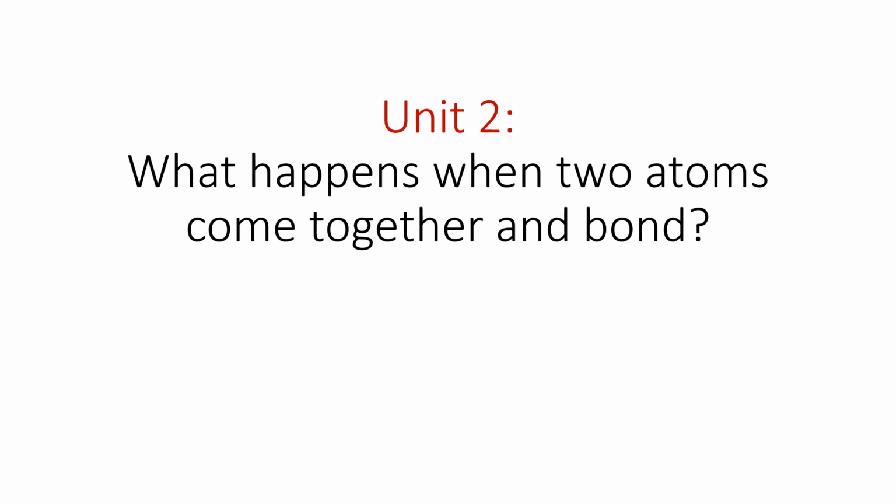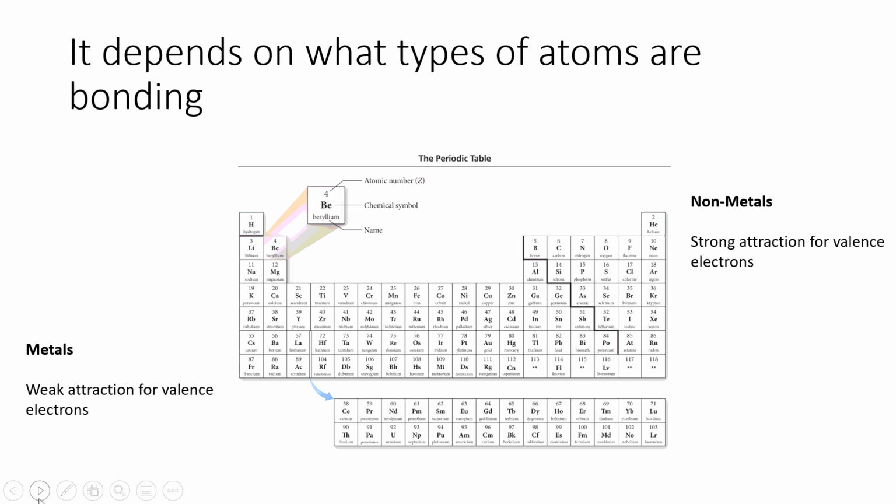Welcome. In this video, we are going to talk about what happens when two atoms come together and bond. And the type of bond that will form depends on what types of atoms are bonding. When we're thinking about this in terms of bonding, the categorization that tends to be very useful is: is it a metal or is it a non-metal? The metals are over here on the left-hand side of the periodic table. The non-metals are over here on the right.